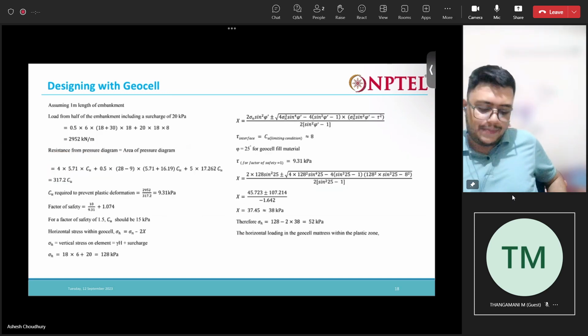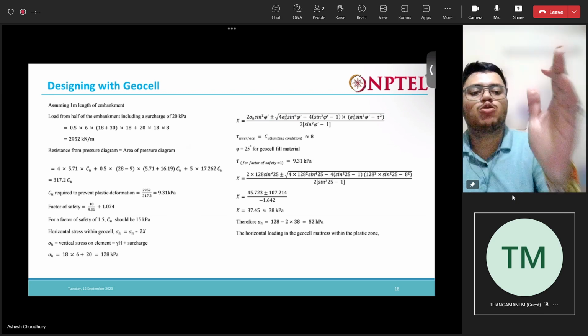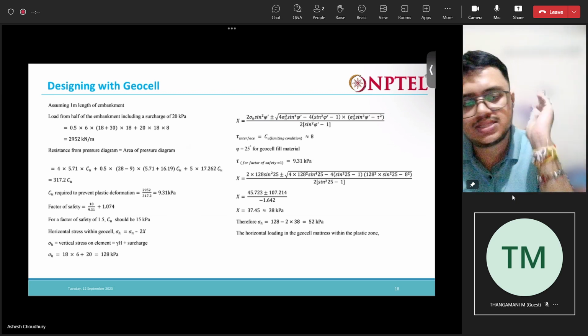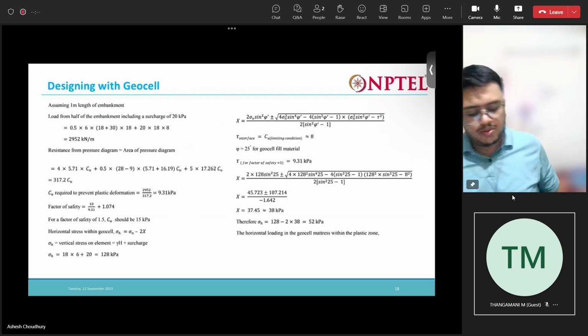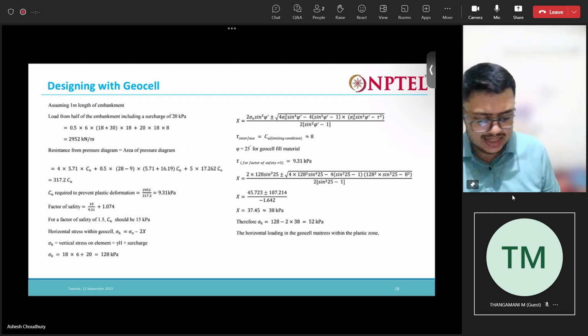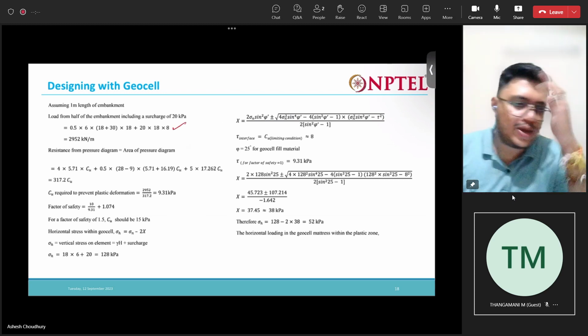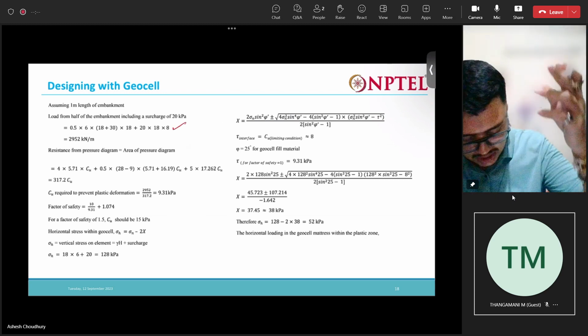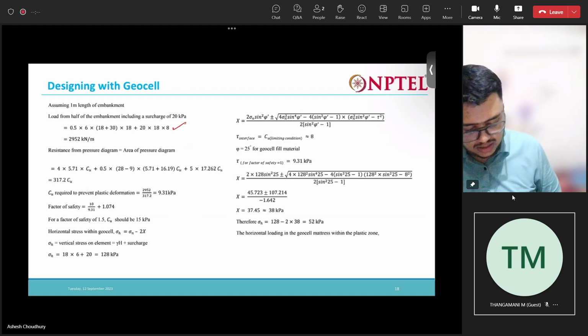Now assuming 1 meter length in the out of plane direction, the load from half of the embankment includes the surcharge. So here, just the total load: the weight of the embankment plus that surcharge. This thing they have done here. So in total we get 2952 Newton per meter as the total weight.